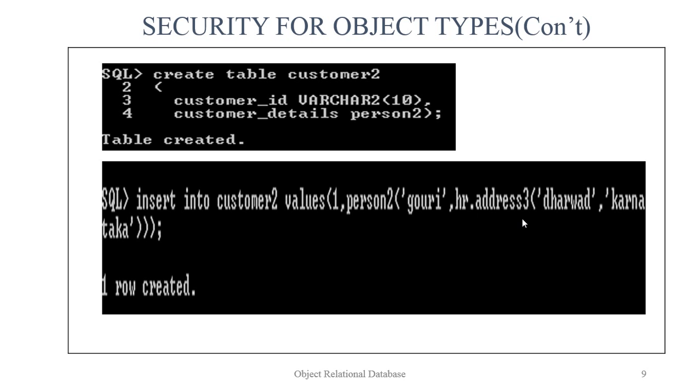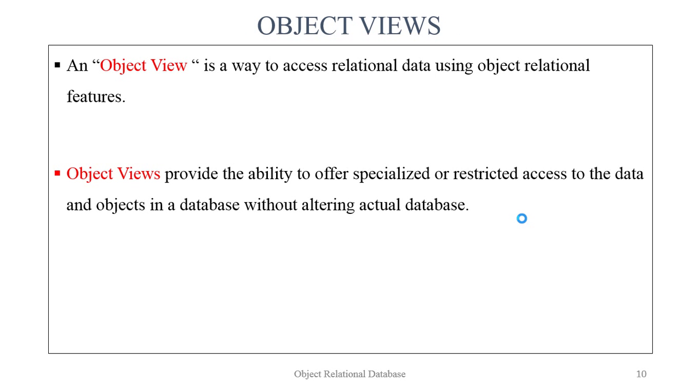Next concept is about object weaves. An object weave is a way to access relational data using object relational features. Object weaves provide the ability to offer specialized or restricted access to the data and objects in a database without altering the actual database.